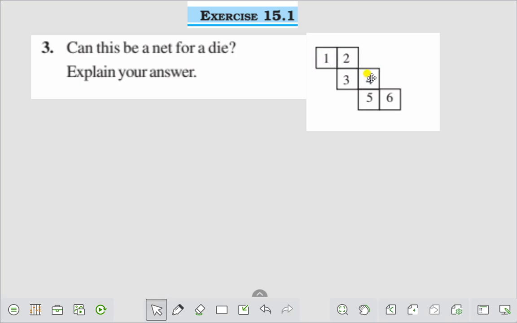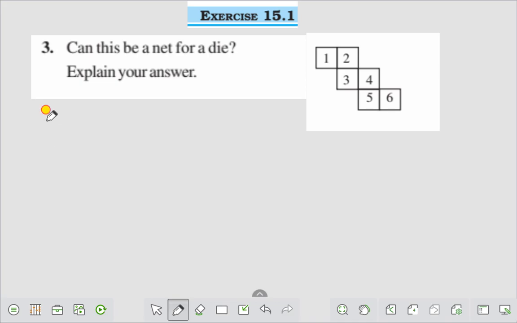And in this case also you see that the opposite of 3 is 6, but that doesn't equal 7. The rule for making a die is that the sum of the opposite faces is 7. Therefore we cannot make this a die, right? Therefore we can write that no, this cannot be a net for a die.